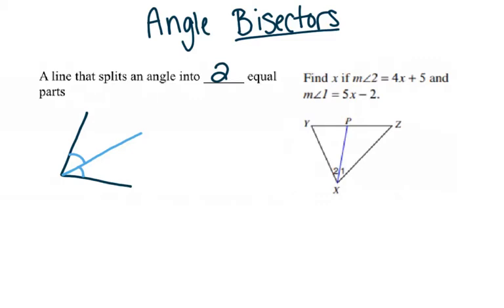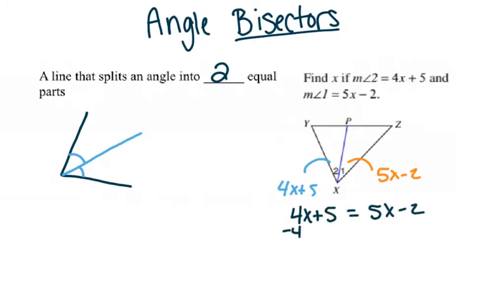So if you look at the example, we're going to find x if angle 2 is 4x plus 5, and angle 1 is 5x minus 2. So if we know that it is an angle bisector, that blue line, that means angle 2 and angle 1 have to be equal to each other. So I'm going to take those two expressions and set them equal to each other. I'm going to move the 4x over. You do not have to do it that way. You can do it another way and still get the same answer. And then I'm going to add 2. So x equals 7. That's how you would use that definition to solve a problem.